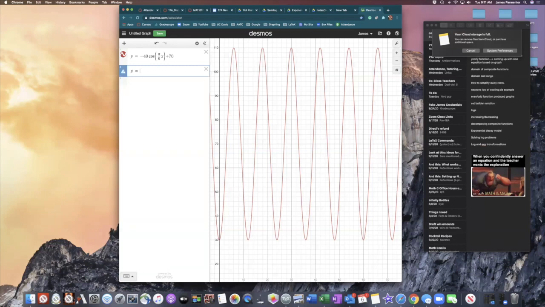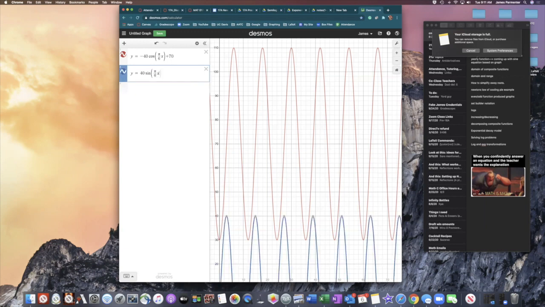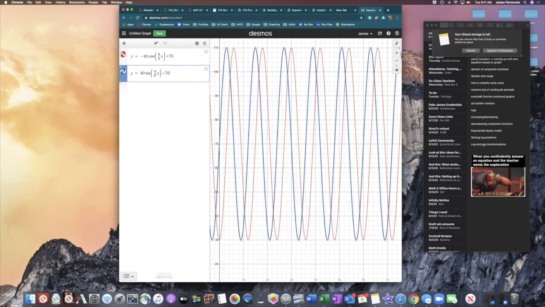Y equal to, let's see. I'm gonna guess. It's probably gonna be wrong. Let's try 40 sine of pi over 6 x plus 70. So if you look at that, it looks mostly right, except it's shifted a little bit to the left of where I want it. In fact, it seems to be shifted 3 to the left. So I want to shift it back 3 to the right.